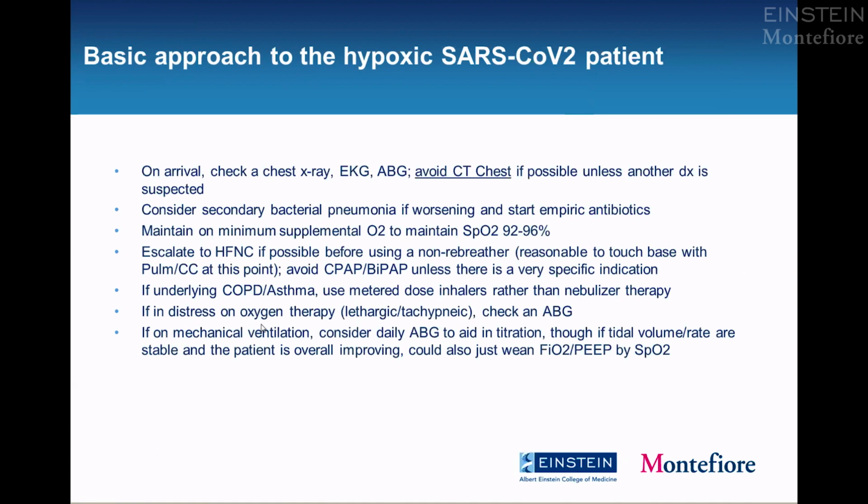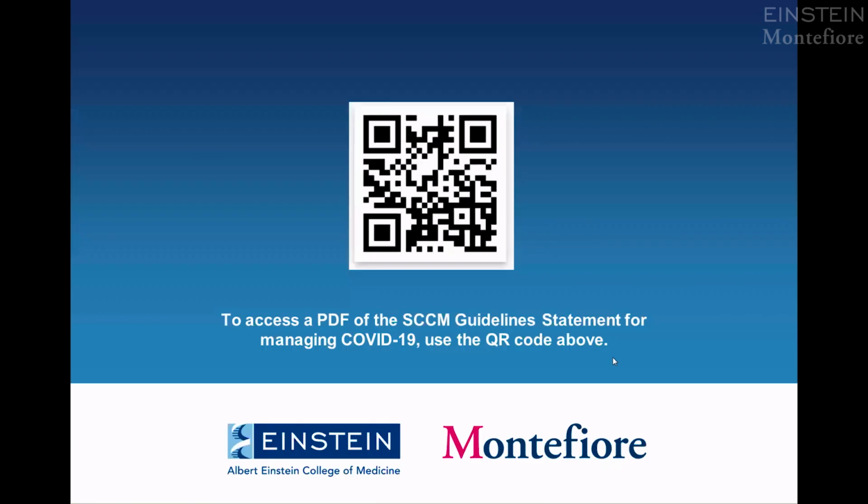If a patient is in distress on oxygen therapy, even if their saturation is normal, and particularly if they're lethargic or tachypneic, check a blood gas, which is going to be really critical to informing management. And please call us. And if a patient's on mechanical ventilation, you can consider a daily ABG to aid in titration. These are really helpful to us if they're obtained in the morning, if we're providing input on a given patient. However, I would say if the tidal volume and the rate are relatively stable, if the patient's comfortable, and if they're overall improving especially, oftentimes just using your oxygen saturation, you can use that to help guide changes in FiO2 or PEEP on the ventilator.